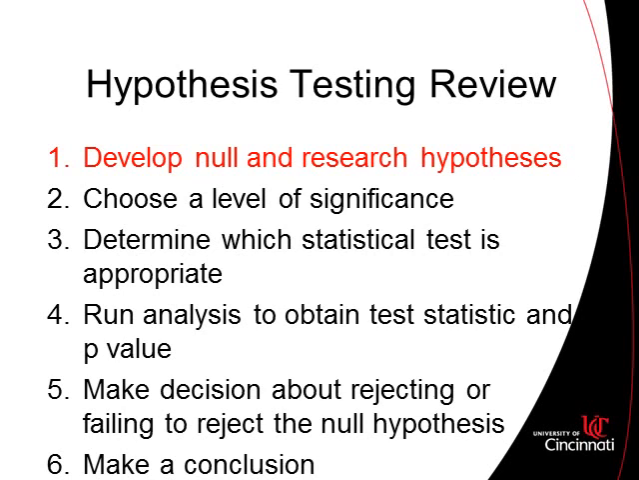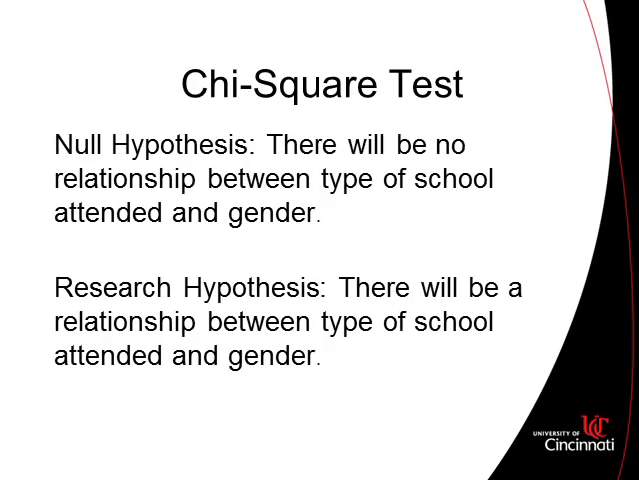So we want to develop a null and a research hypothesis. Our null hypothesis would be that there will be no relationship between the type of school attended and gender. And our research hypothesis would be that there will be a relationship between the type of school attended and the gender.